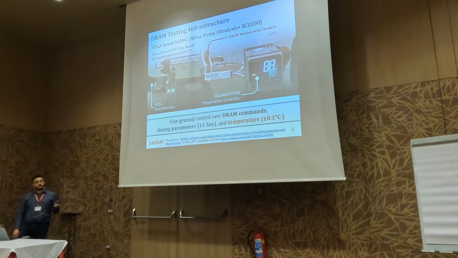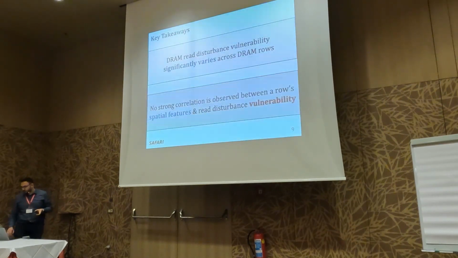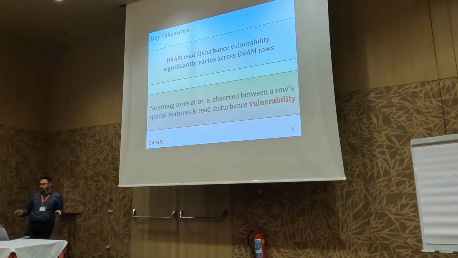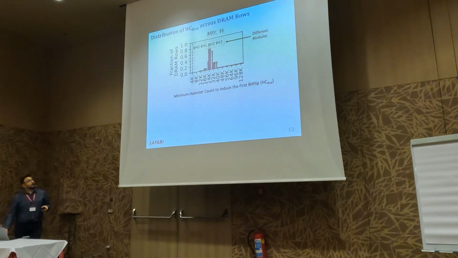This is our infrastructure that we use to test real DRAM chips. We have fine-grained control over DRAM commands, timing parameters, and temperature. From our experimental study, we get two key takeaways. One of them is that disturbance vulnerability significantly varies across DRAM rows, and the other one is that there is not a strong correlation that we observed. It doesn't mean there is none.